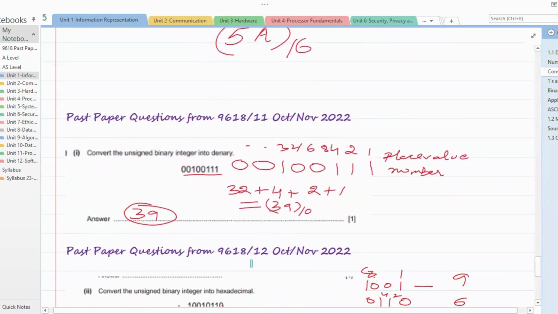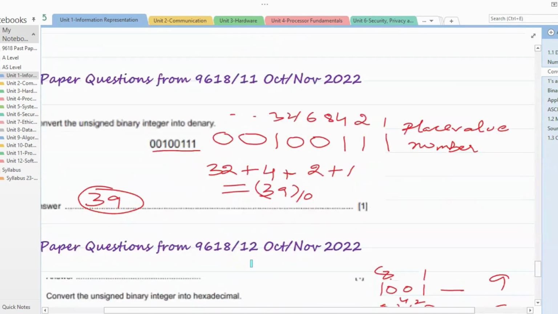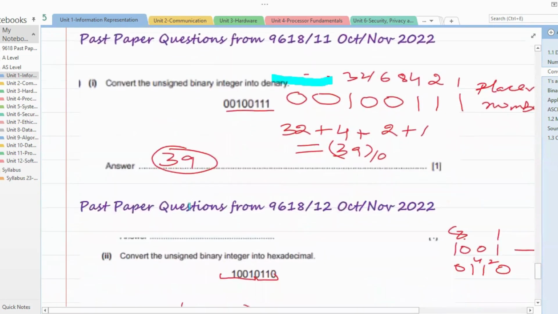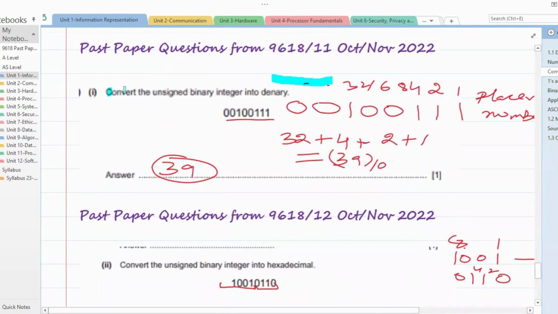Okay, now we'll have a look at a few past paper questions. This is a past paper question from the 9618 paper 1 component, October/November series, year 2022. The question is: convert the unsigned binary integer into denary. It is clearly mentioned unsigned, so you don't have to worry about any sign. Unsigned means a positive number.